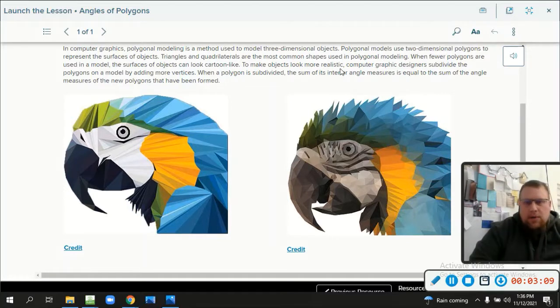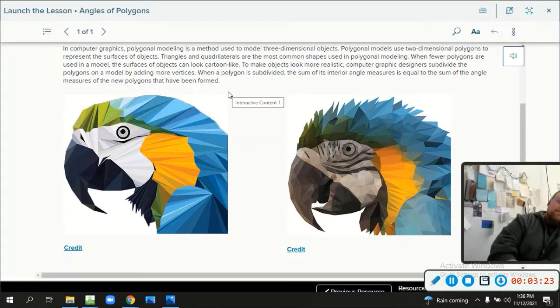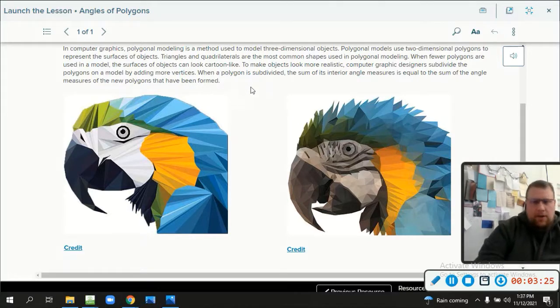To make objects look more realistic, computer graphic designers subdivide the polygons on a model by adding more vertices. When a polygon is subdivided, the sum of the interior angle measures is equal to the sum of the angle measures of the new polygons that have been formed. So we'll talk about that a little bit. In other words, if I break this big triangle down into several different shapes, I can add up the angles of those shapes, and it's going to equal the sum of the whole.